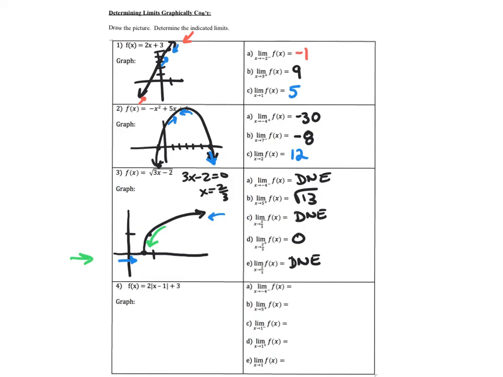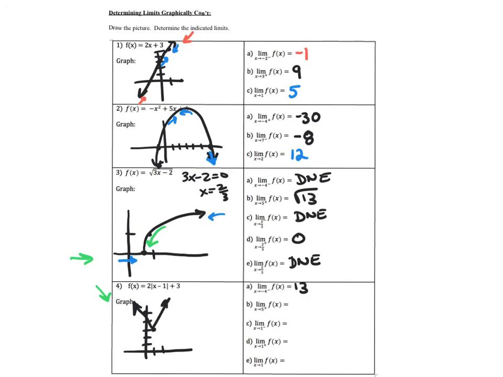All right, and then for example number 4, we have an absolute value function that we moved right 1 and up 3 and gave a vertical stretch of 2. Okay, so now we want to look at the limit as x approaches -4 from the left, so that's out here. And we'll get that that y value is approaching 13.